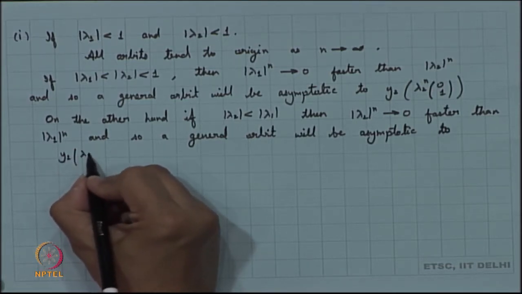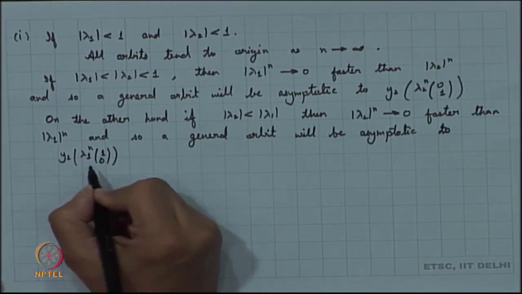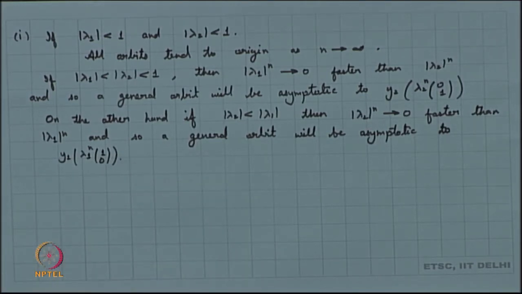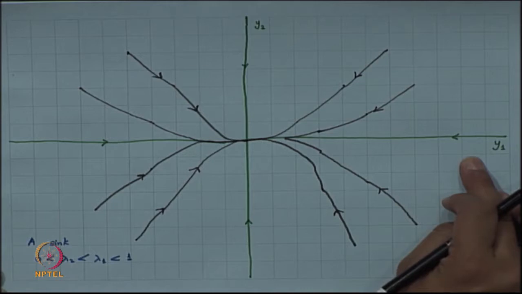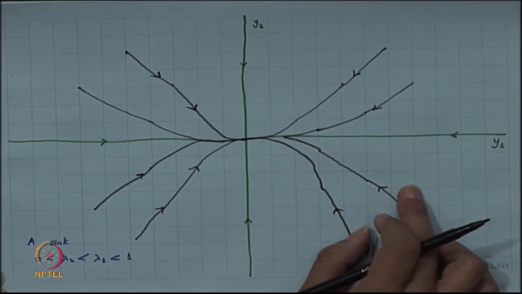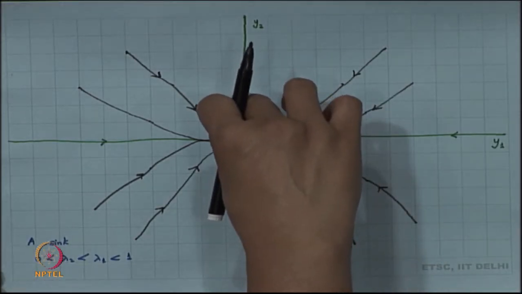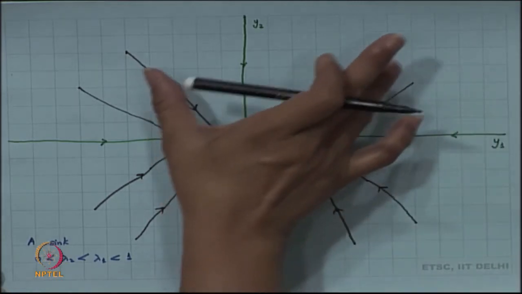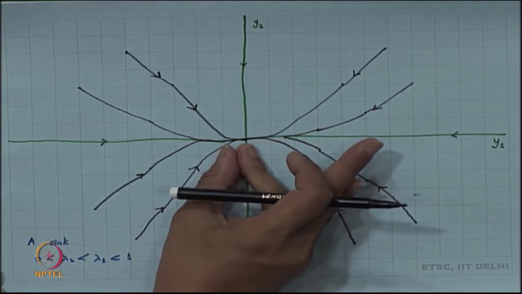On the other hand, it should be basically lambda 1 to the power n, 1 0. So, it is asymptotic to y1, and then again since my y1 is converging to 0, this will converge to 0. So, we can see the picture over here. We have this direction of y1, direction of y2, and since my modulus of lambda 2 is less than modulus of lambda 1, this is tending to 0 faster, and so you take any general orbit, it is basically being asymptotic to y1 and then it is tending to 0.